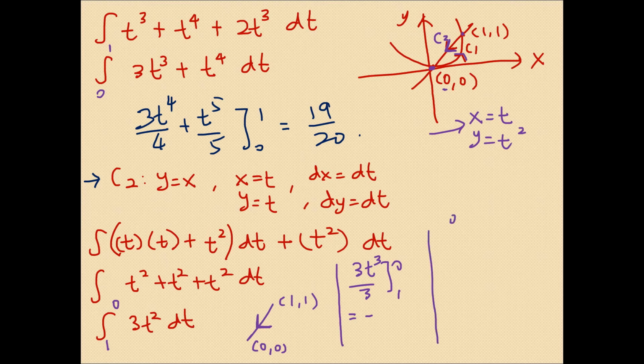Therefore, C1 plus C2 is equal to 19 over 20 plus negative 1, so it is equal to negative 1 over 20. So this is the left hand side. How about the right hand side? Okay, let us proceed. Now we're going to solve the right hand side.